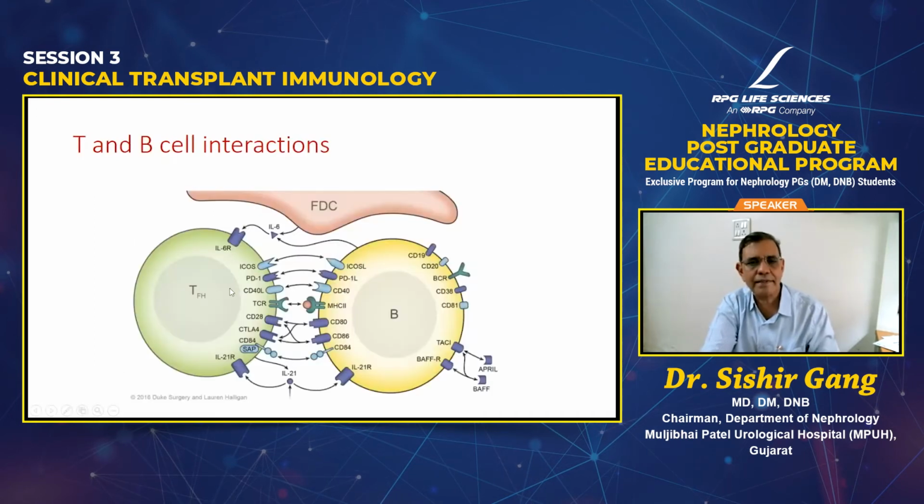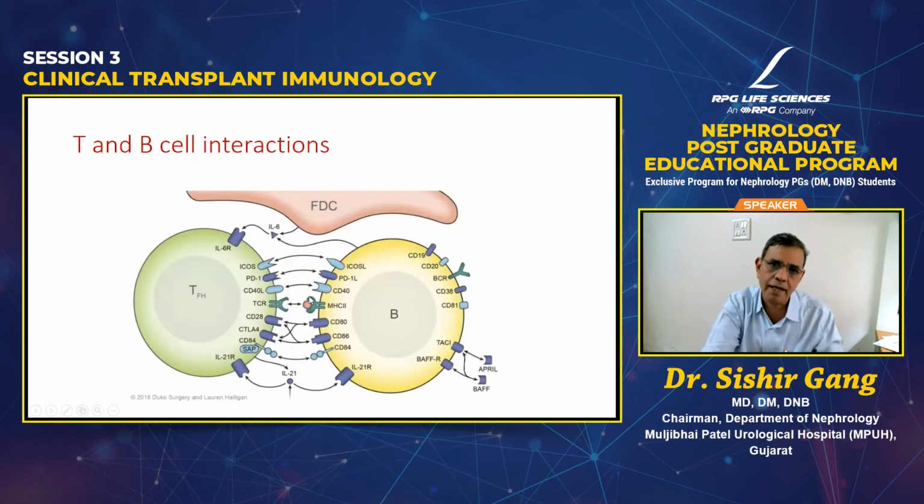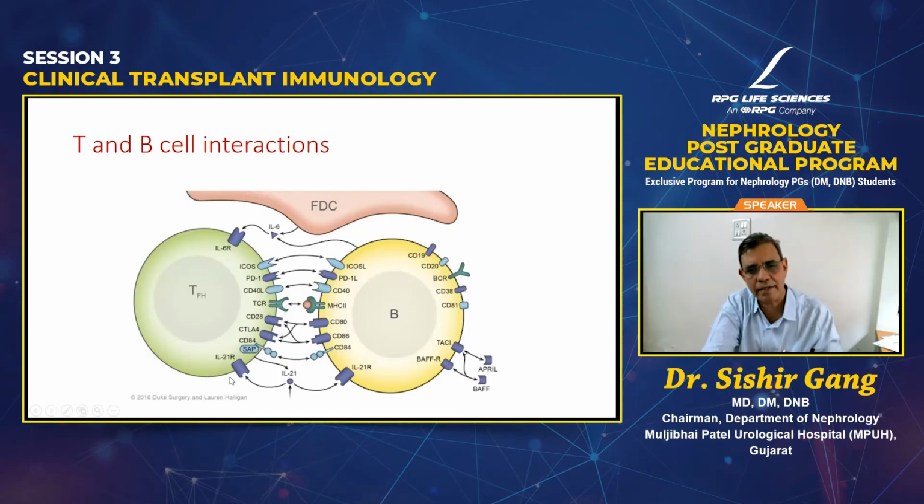Again, as I said, the B cells require a lot of help from the T cells. And they not only require help from the T cells, but there is a lot of crosstalk happening between B and T cells. And there are several cytokines. Just to tell you, one of the important cytokines is IL-6, which you would have known in the COVID times. It is released by the follicular dendritic cell and also by the B cell, which acts onto the T cell, again activates the T cell.